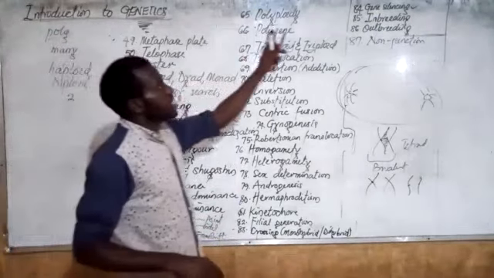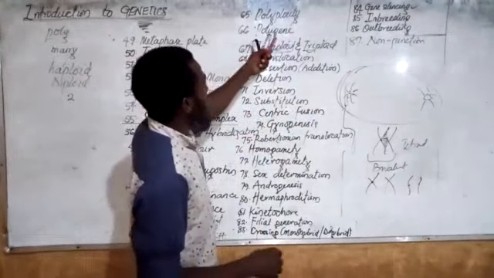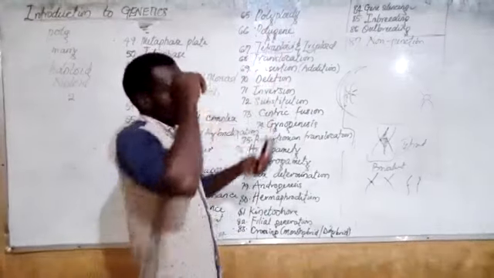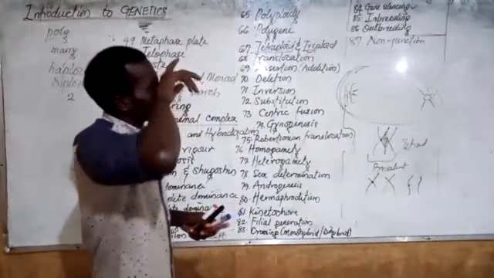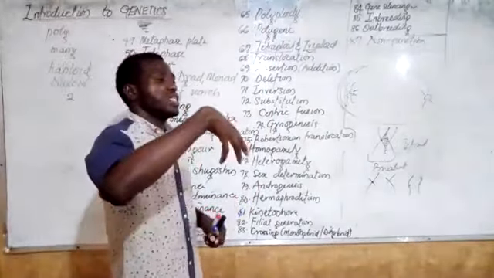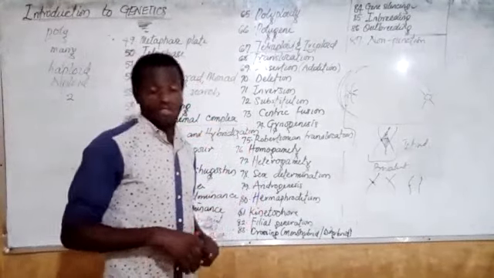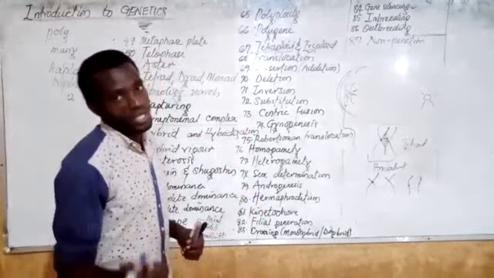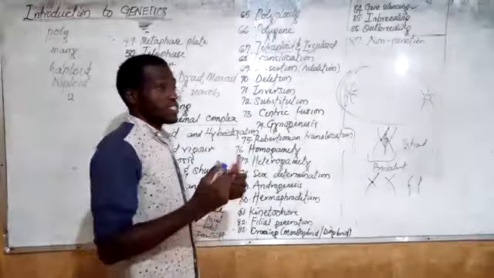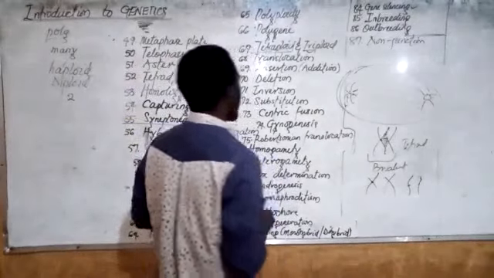Then polygene, of course, poly means many as well, again, and gene, many genes. So polygene is talking about when more than 1 gene, 2, 3, or 4, or 5 sometimes, code for the same trait. Right? For the same expression. Right? Then translocation.